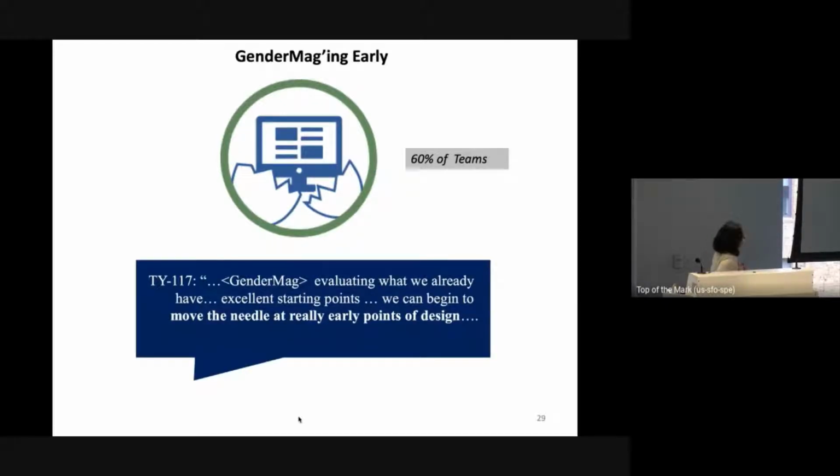Here is one of the teams we looked at. And this data is actually collected from about 10 teams working with the OSU IT team as well as our commercial collaborators. Here they say, "GenderMag, evaluating what we already have, provides us excellent starting points. We can begin to move the needle at really early points of design." So you're saving time by starting early. And of the teams we looked at, 60% have started looking at GenderMag early. The way we do that is we would have a first session where they do the whole cognitive walkthrough, and you will start with an early design that you have.